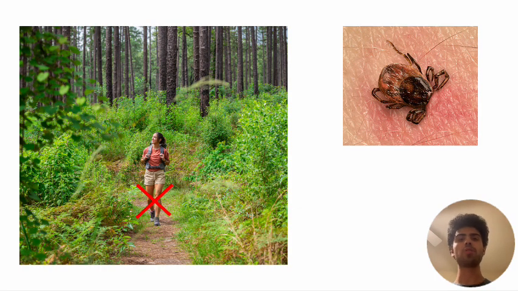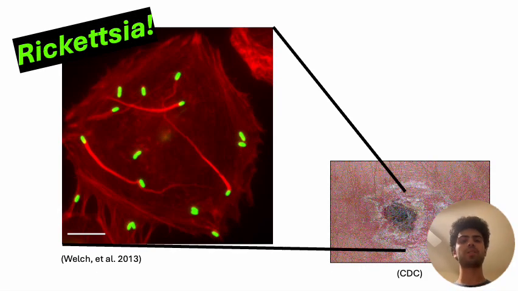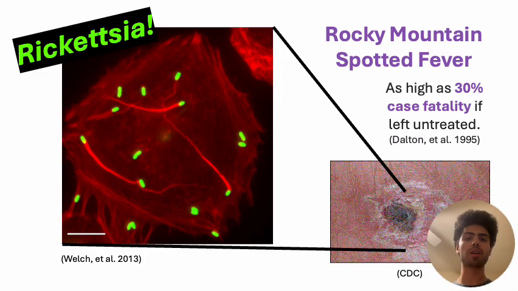Days later, you come down with a fever and aches and disturbingly find a necrotic skin lesion formation where you were infected. If we could zoom in on this tissue, we'd see a horde of bacteria having a grand old time. You've been infected with rickettsia, the agent of Rocky Mountain spotted fever, which can have case fatality rates as high as 30% if gone untreated without antibiotics.